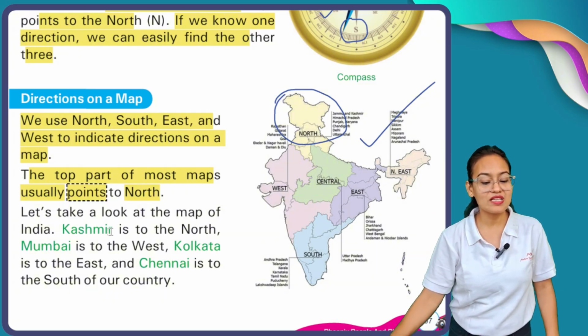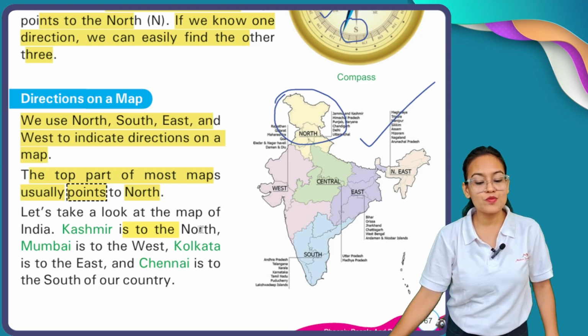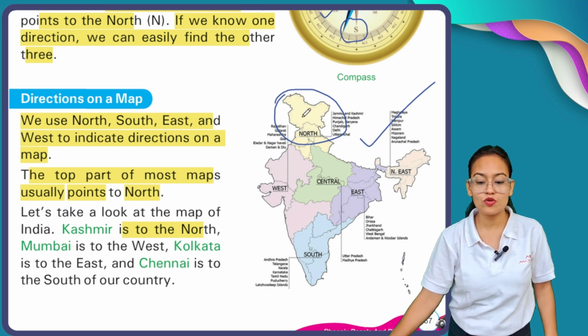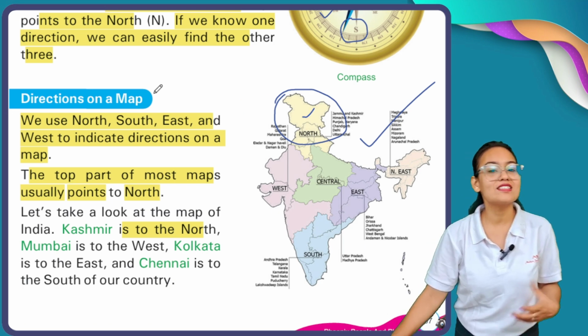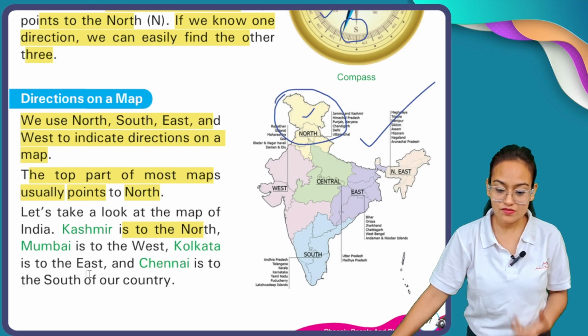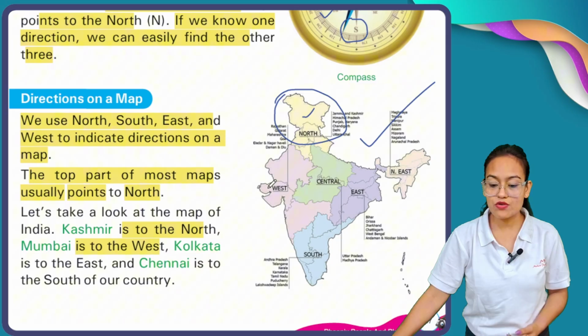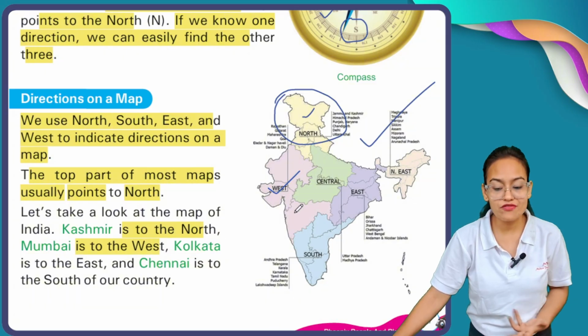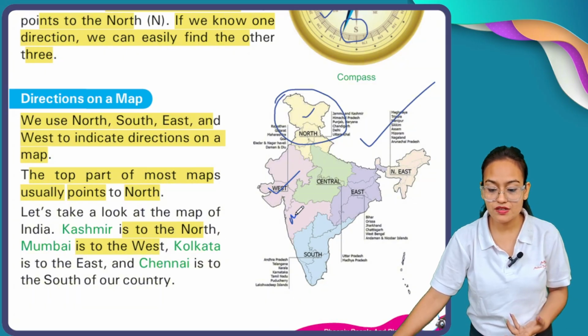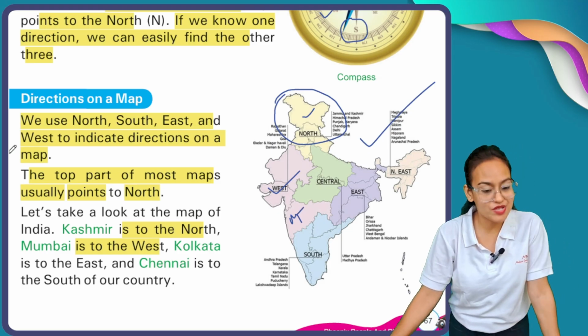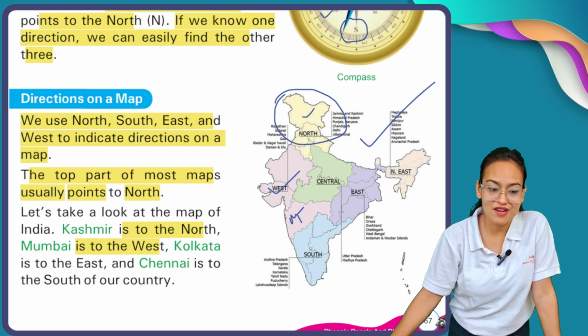Let's take a look at the map of India. Kashmir is in the north. You can see Kashmir, this is your Jammu and Kashmir. Kashmir is in North India. Mumbai is in the west. Now here you can see Mumbai is in the west. This is your Maharashtra, and here Mumbai is present because Mumbai is the capital of Maharashtra.